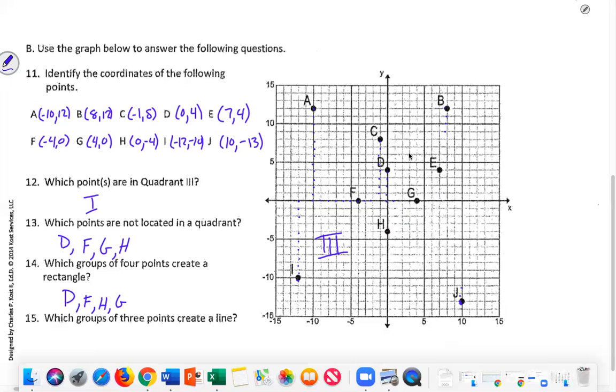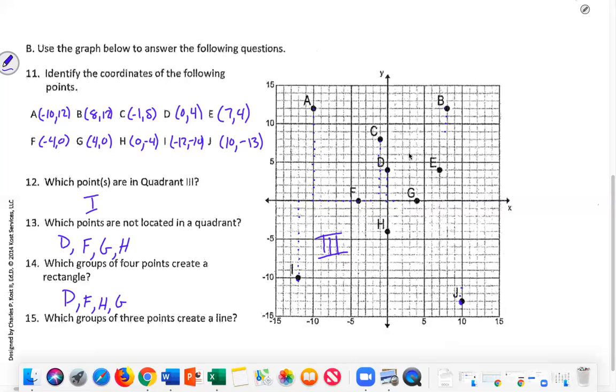So let's go ahead and look again. Keep going through here, just looking for ones in a line. And I think 3 points create. Wow, it's a toughie. What about F, D, and B?